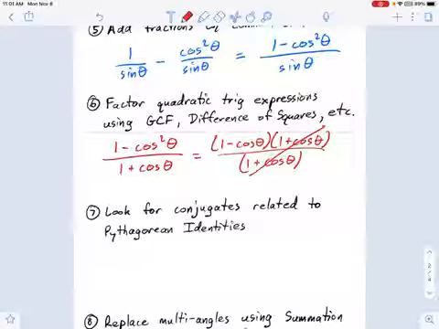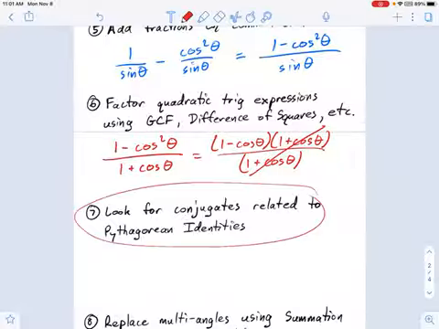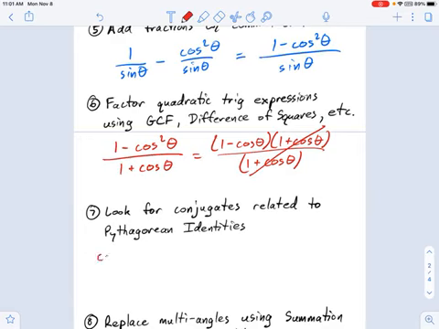And I also want you guys to look for conjugates related to the Pythagorean identity. If you remember what a conjugate is, let's say I have something like this, and I want to simplify that. Well, the conjugate of the denominator would be 1 plus sine theta. So what do I mean when I say look for conjugates related to Pythagoreans? I know 1 minus sine squared and 1 minus cosine squared are special things by the Pythagorean identity. So the way to get there is to multiply this by a conjugate.